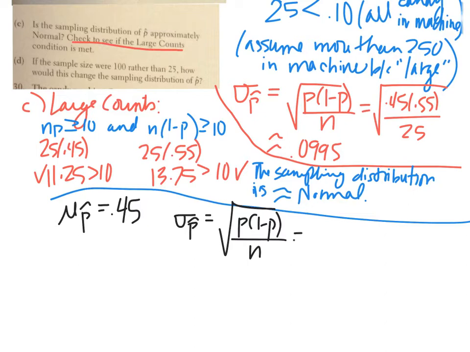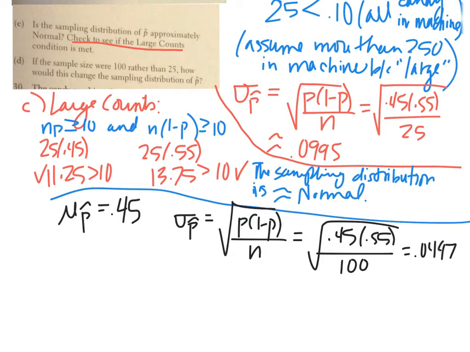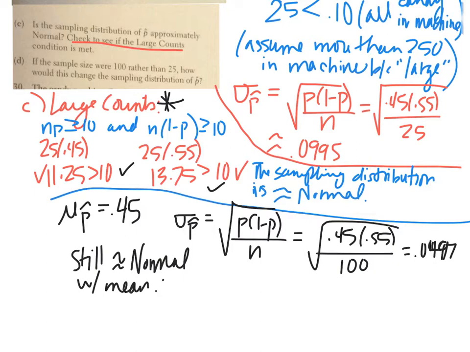So let's just find the new standard deviation. Instead of dividing by n, I'm going to divide by 100. That is 0.0497. So that's something that changes. The standard deviation changes. And also, if we think about the law of large counts up here for a second, if I plug in a number bigger than 25, this is still going to be met. So that means it's still approximately normal, with the mean of 0.45.